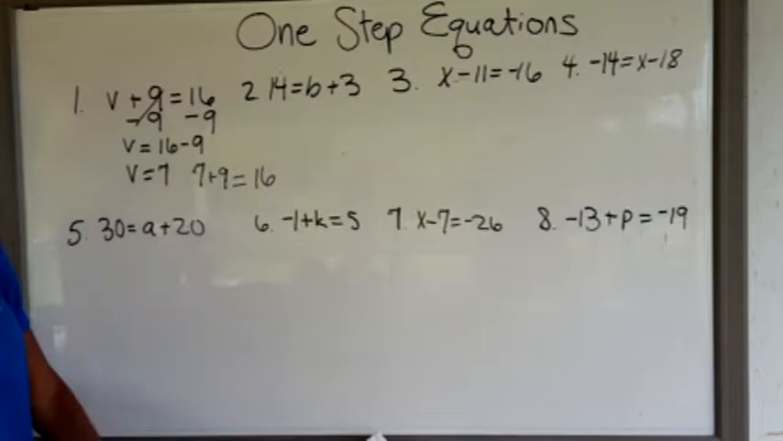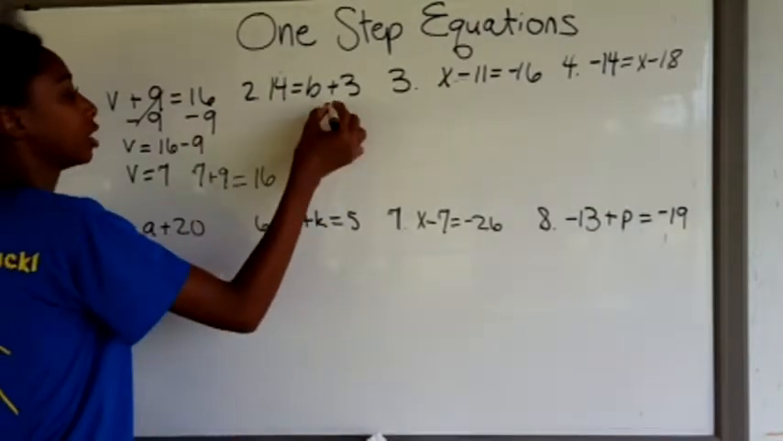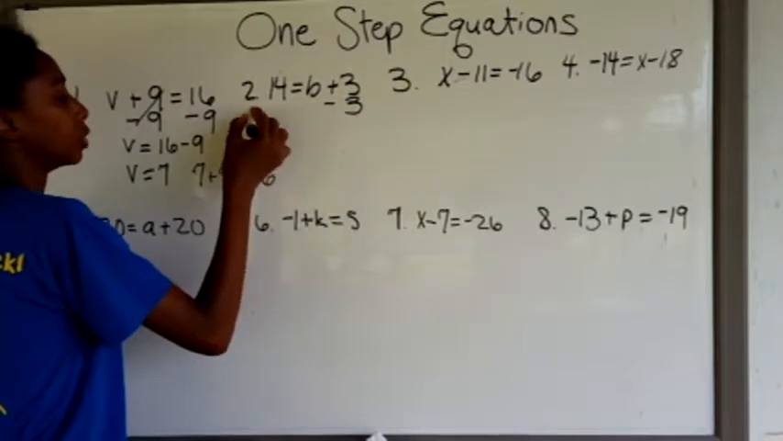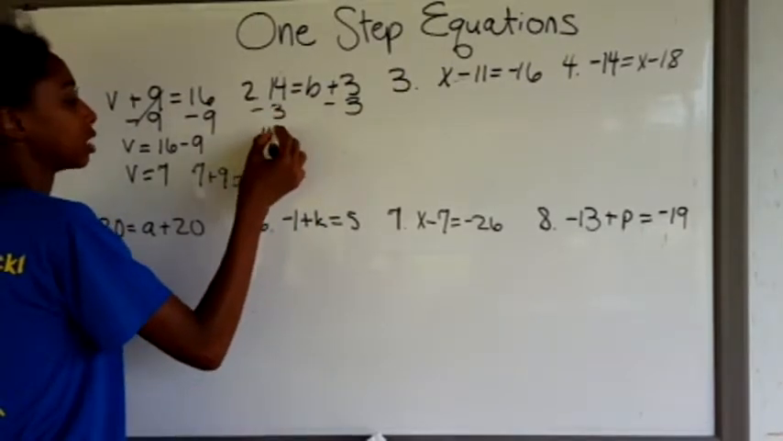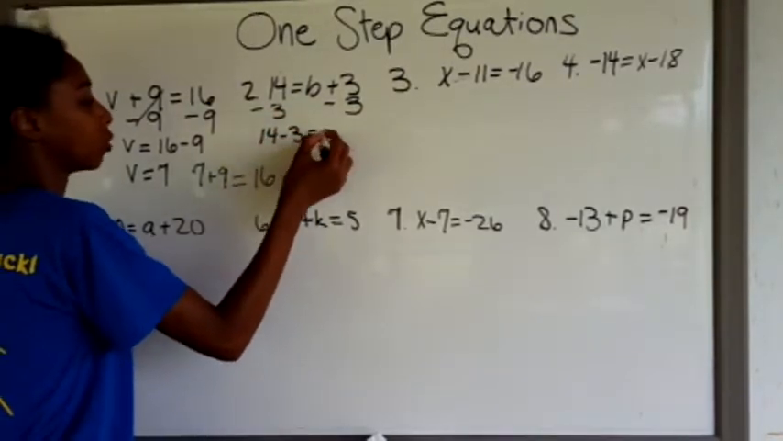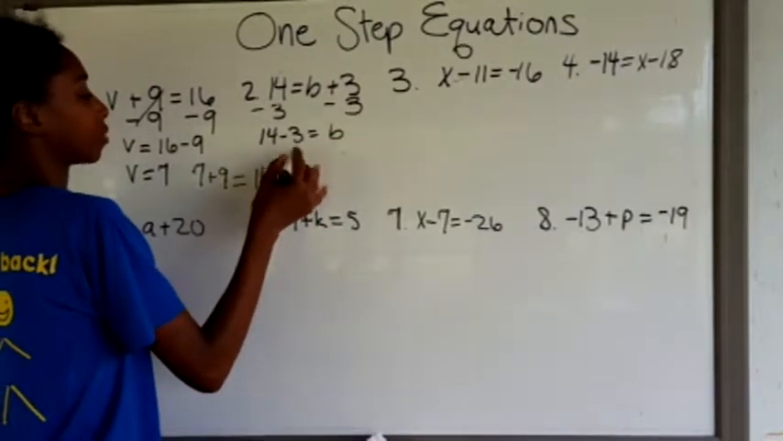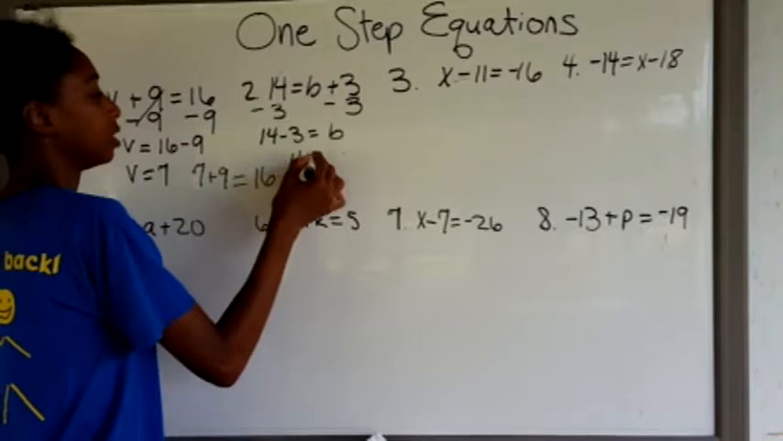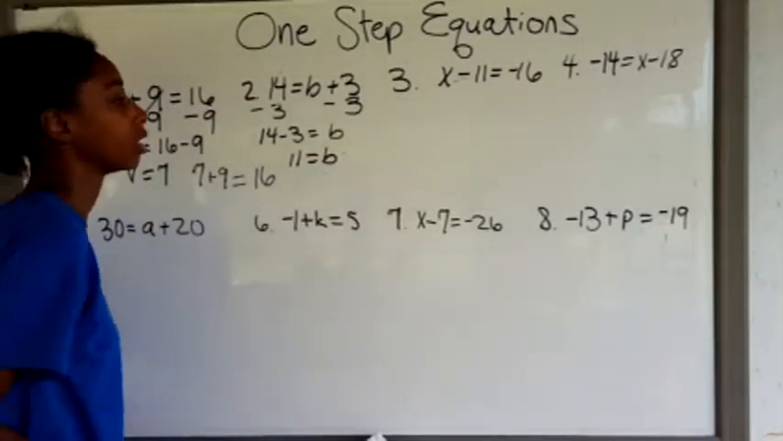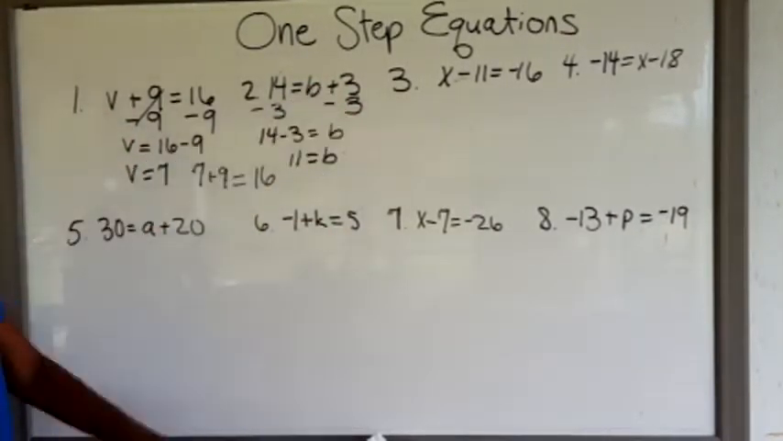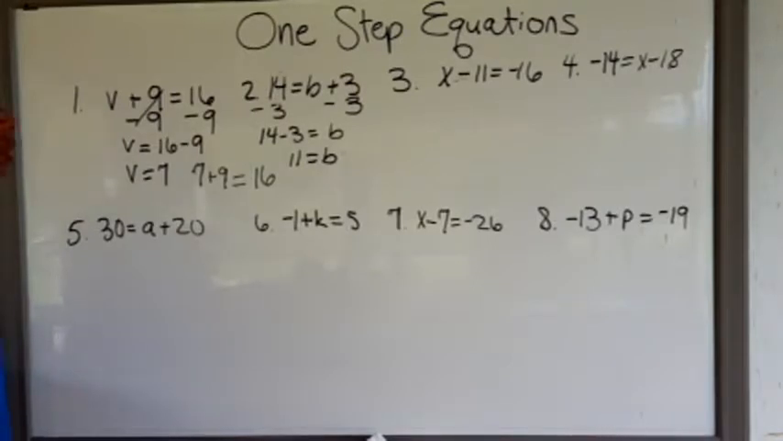Alright, here we have 14 equals b plus 3. The variable is on the right side now, but it doesn't change. We still want to get that by itself, so we do minus 3. And we do minus 3 on this side, so 14 minus 3 equals b. 14 minus 3 is 11, so 11 equals b. If we add 11 plus 3, we see that that is correct.